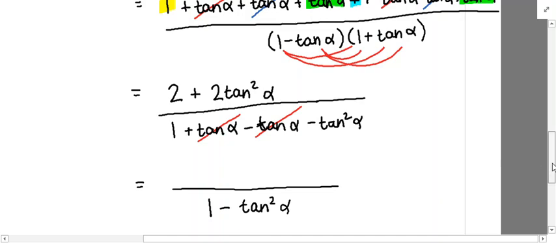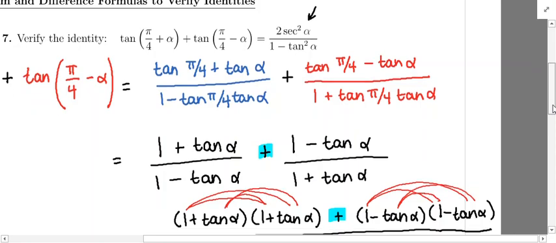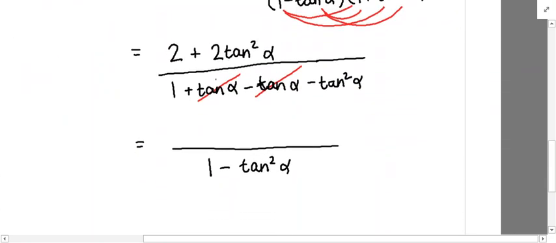Okay, and if you go back to the goal, the right-hand side of the identity, we have the denominator, 1 minus the tangent squared of alpha. We just need to work on the numerator. The numerator needs to be 2 times the secant squared of alpha. Okay, so let's see what we can do. In the numerator, we left off with 2 plus 2 times the tangent squared of alpha. Both of those terms have a 2, so we can factor it out. So if we factor out the 2, that's going to leave us with 1 plus the tangent squared of alpha.